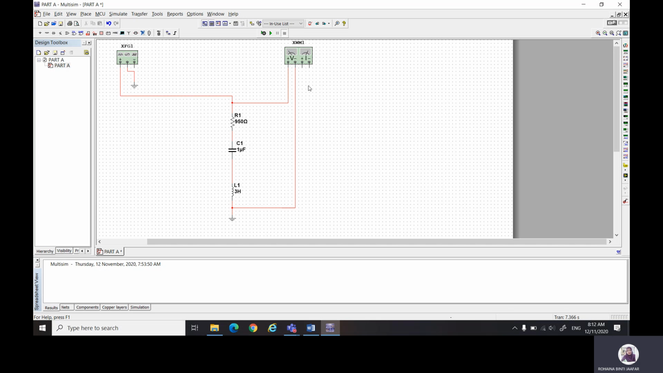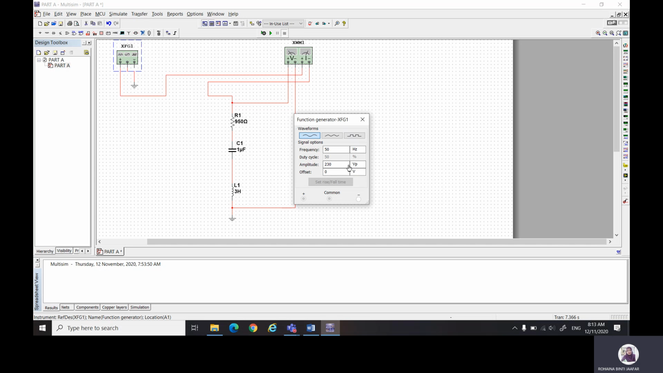For current, we must measure in series. So positive here, and then negative here, and then you disconnect the wire. Now you can see that from the supply, the current will flow into the positive terminal, out from the negative terminal to the load. So this is how you connect your wattmeter.